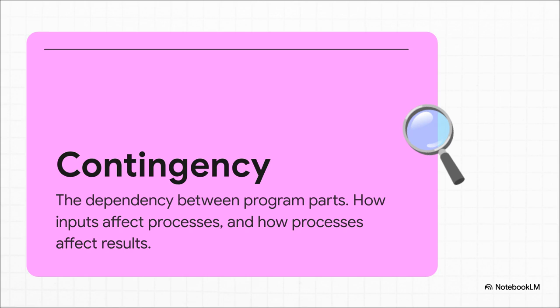And then there's contingency. This is all about cause and effect. It looks for the logical links between the phases. How did the inputs affect the process, and how did that process lead to the results? It helps us map out the plot of our program's story.